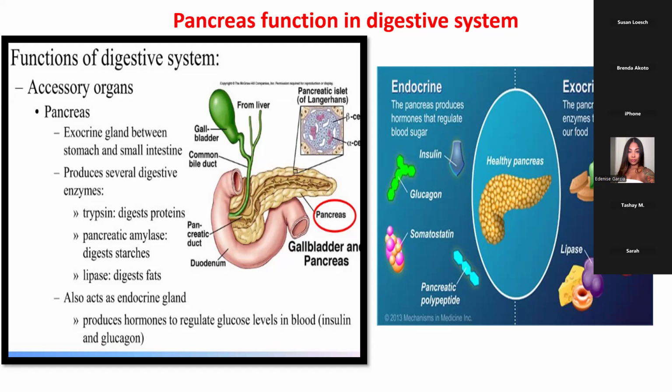And then remember, you have salivary amylase, right? That's in your mouth. And what does that do? It starts chemical digestion. It's going to start to break down those carbohydrates in the mouth. Okay.